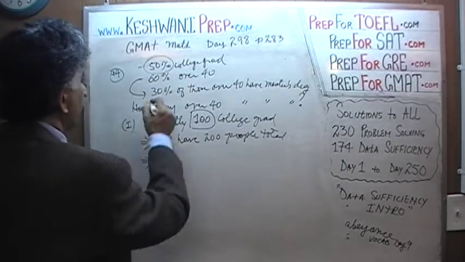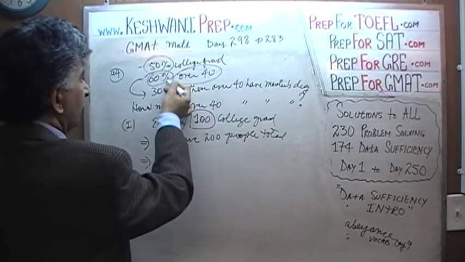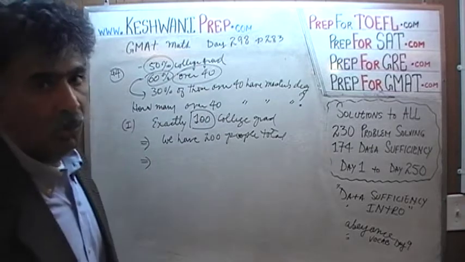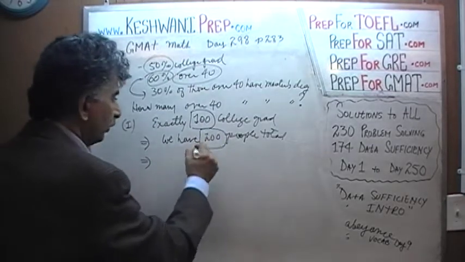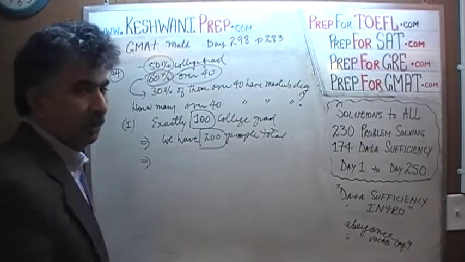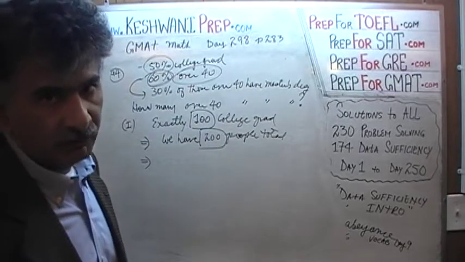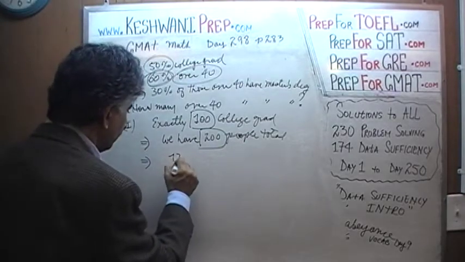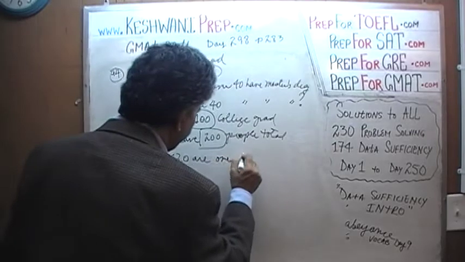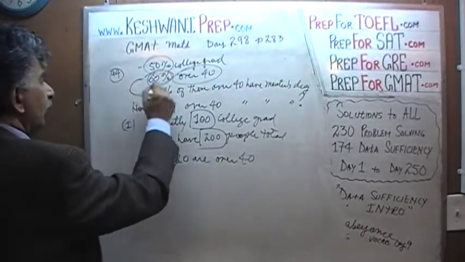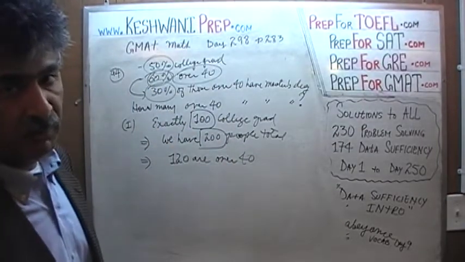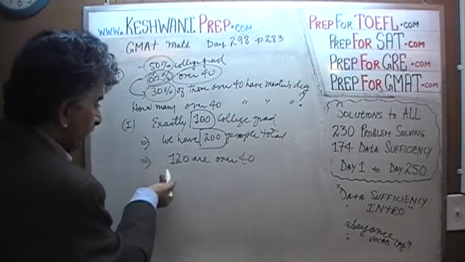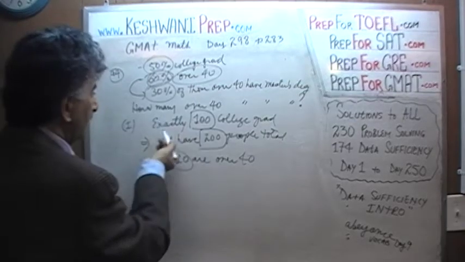And then they go on to tell us that 60% of these people are over 40. So we have 200 total people, 60% of them are over 40. 60% of 100 is 60, so 60% of 200 is 120. 120 are over 40. We are also told that 30% of those that are over 40 have a master's degree. We are done. We just have to figure out 30% of this amount, and that will answer our question.